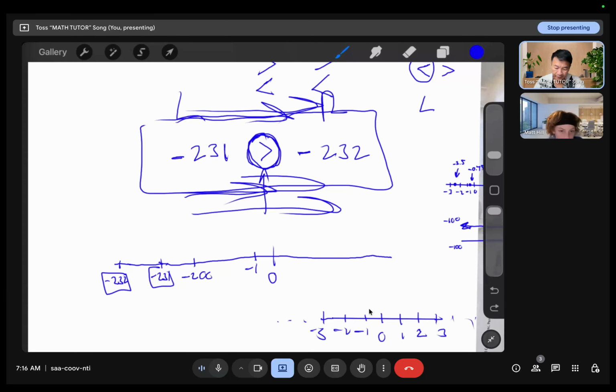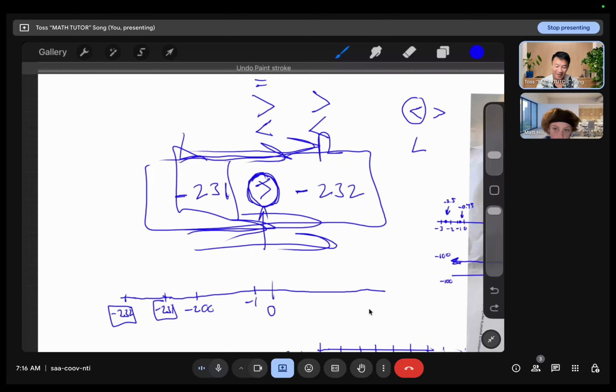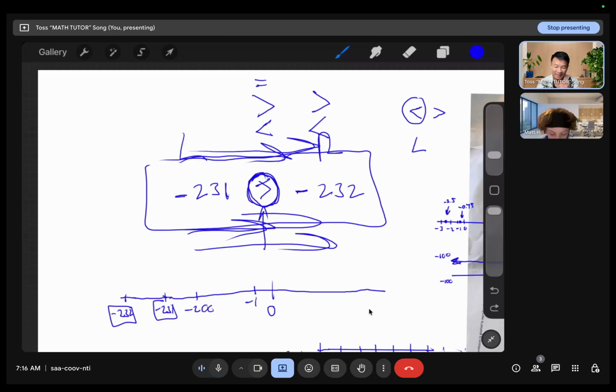Don't forget, the further away from zero, the smaller it is. So it's 232. I want the mouth, so I want it less than. Yes, but don't think the number. Think from left to right. I'll say it this way: negative 231 blank negative 232. So negative 231 is greater than negative 232. Is that what you're saying?